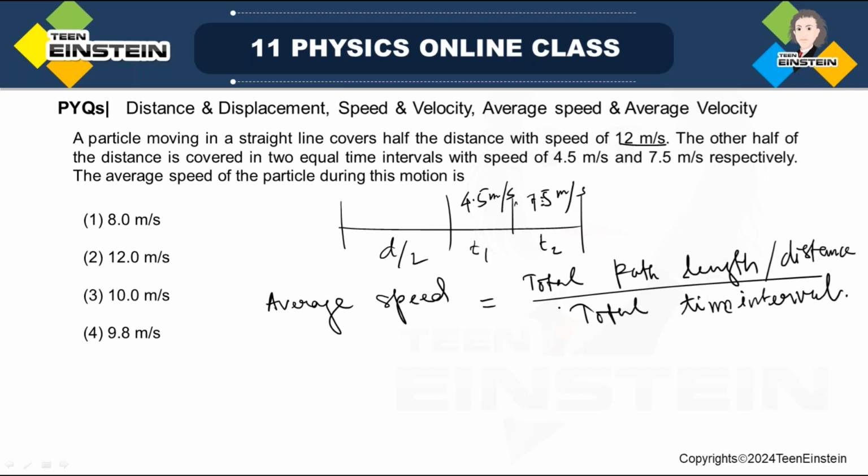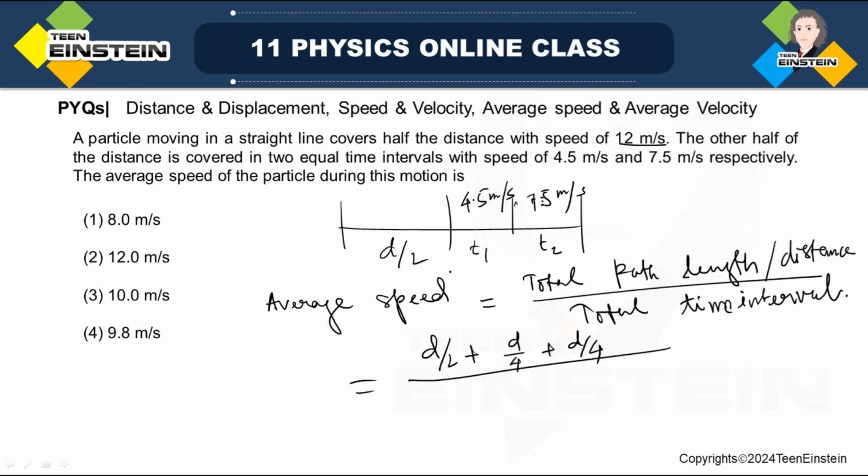Okay, so what is the path length? Total path length we know here. Let me just do it here. So suppose d1 plus... in fact I can do it here. So this is d by 2 plus d by 4 plus d by 4. This is actually the total path length. I could have written d itself, doesn't matter.